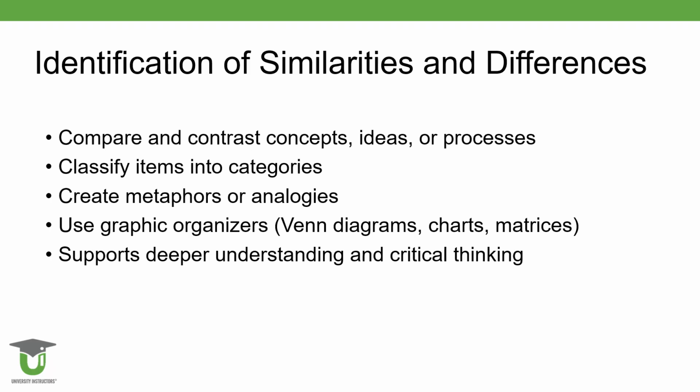Instructors can scaffold this strategy using graphic organizers such as Venn diagrams, comparison charts, or matrices, which make patterns and relationships visible. For example, in a literature class, students might contrast two characters' motivations, or in science, they might classify types of chemical reactions based on comparable characteristics.